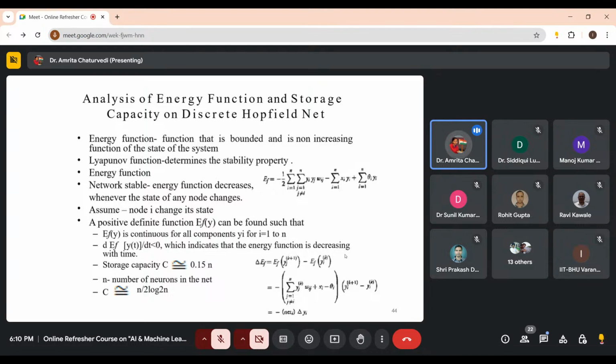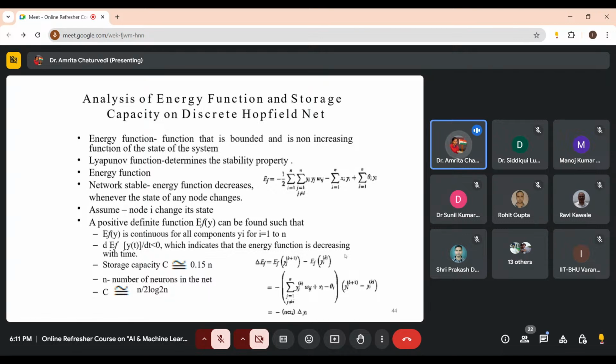Now let us see the analysis of the energy function and storage capacity of the discrete Hopfield net. The energy function is a function which is bounded and is a non-increasing function of the state of the system. So a Lyapunov function is used, which determines the stability property. The network is stable because the energy function decreases whenever the state of any node changes. So assume node i changes its state.